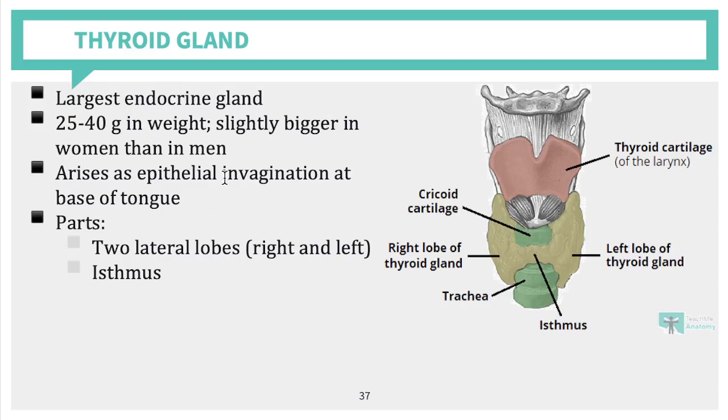It arises as an epithelial invagination at the base of the tongue, this portion here. And it has two parts, two lateral lobes. You have the right lobe of the thyroid gland and the left lobe of your thyroid gland. And it also has an isthmus, this portion here. What's the purpose of your isthmus? Very simple. It connects the two lobes, your right lobe and your left lobe of your thyroid gland.